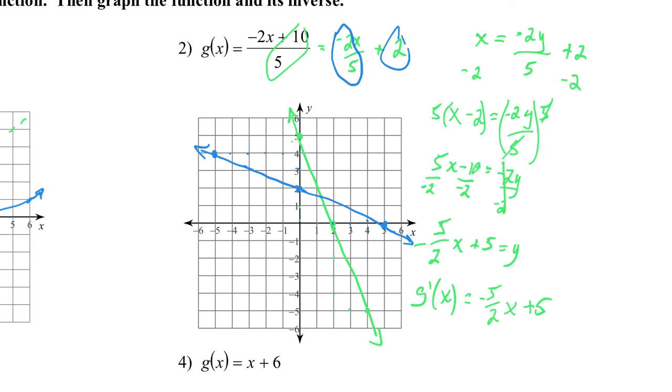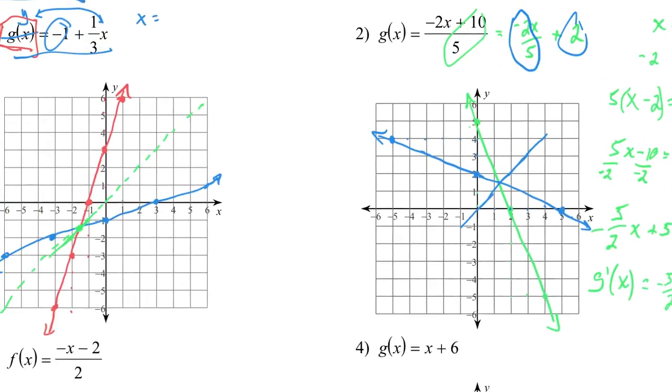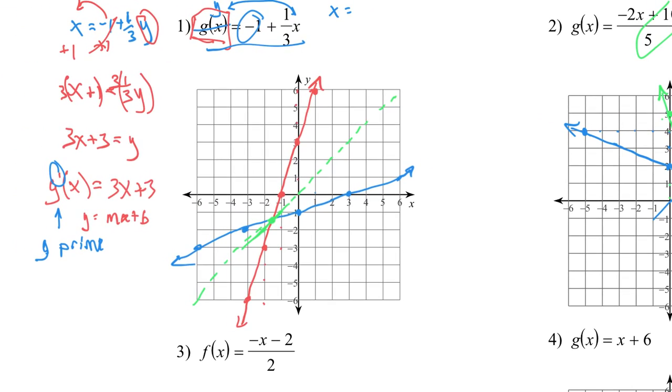And notice they do cross right on this line here, that diagonal. So yeah, it looks good. If you have any questions, let me know. But that's the idea. You swap the x with the y, then solve for your new y, and then graph both lines.